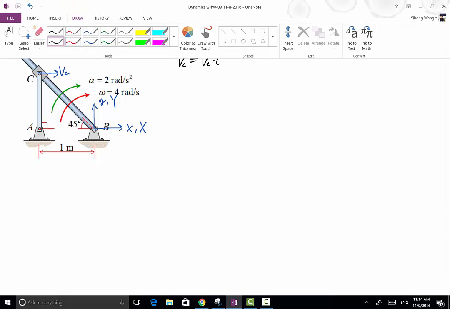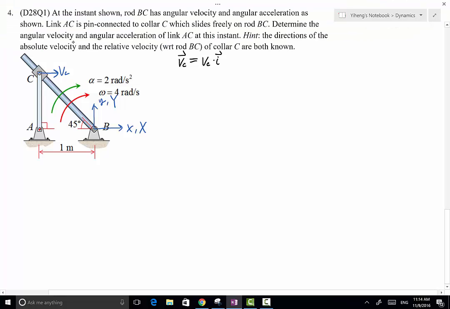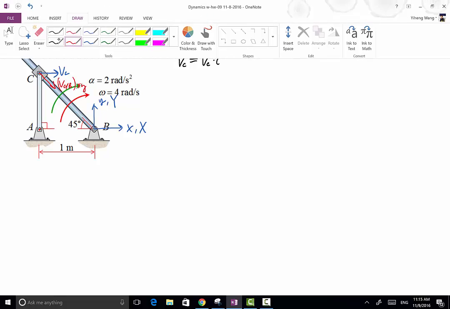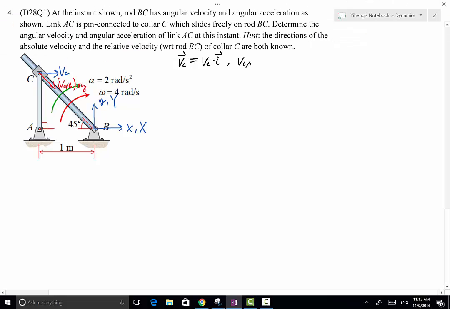Also, we know that the relative velocity of this collar along the rod has to be in this direction. This is the velocity of C relative to B, xy, within the rotating xy coordinate system. Therefore, Vc relative to B, xy, must equal the magnitude Vc relative to B times the unit vector. This unit vector points from point C to B. Therefore, this is the unit vector from C to B.